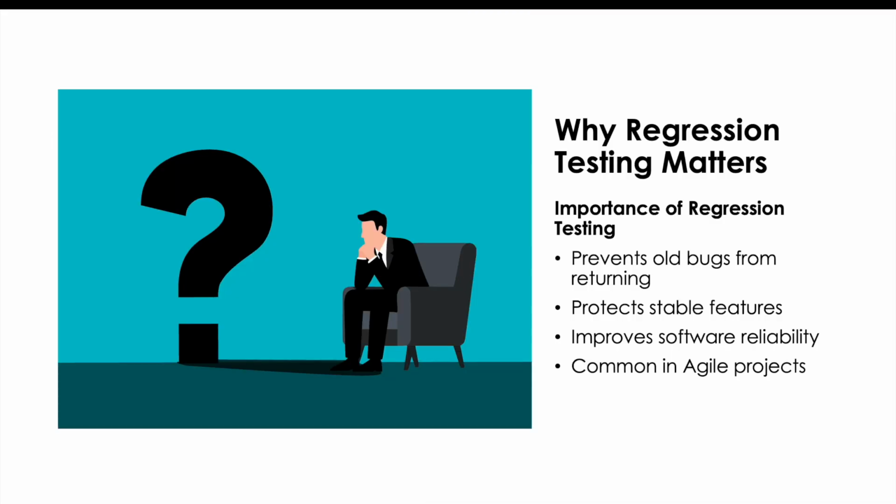Why regression testing matters: it prevents old bugs from returning, protects stable features, improves software reliability, and is common in agile projects. So we learned about the agile method.